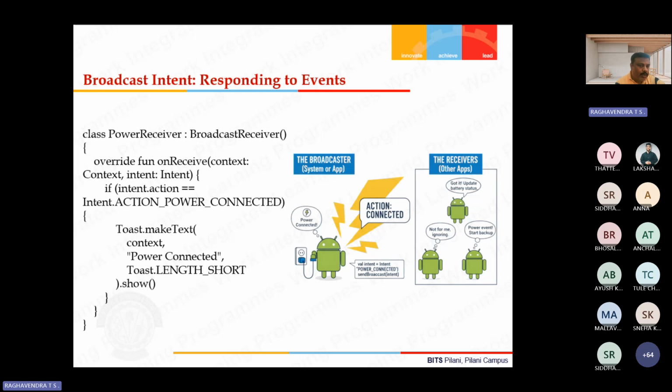Length can be shown as short. Then .show will show this message, "power connected," for a specific number of seconds. Since length is short, it will be very limited. You can go with length short, length long, or something else, so it can show a different amount of time, which can be selected.